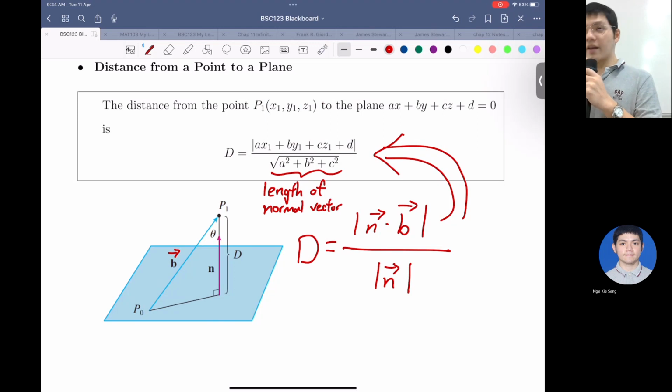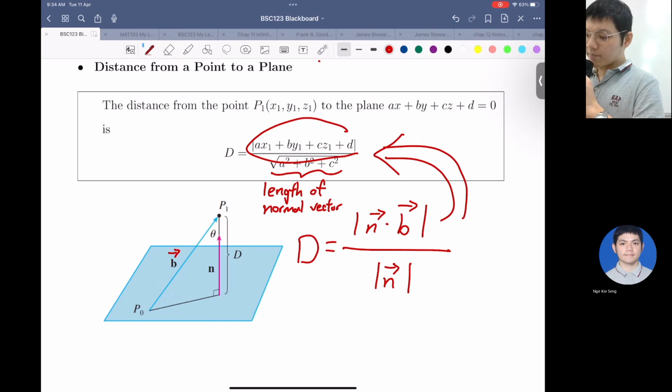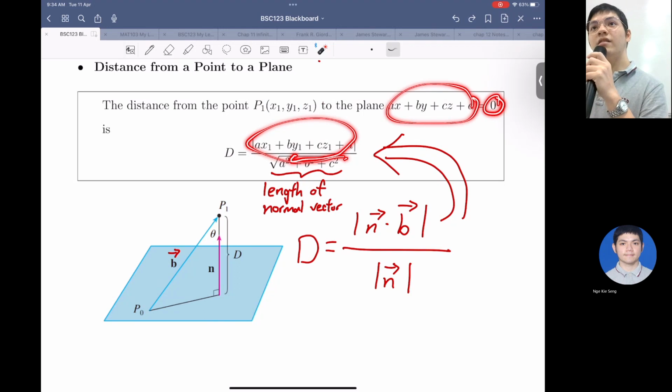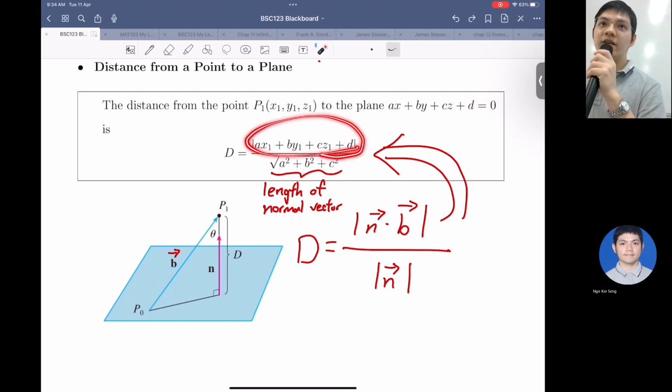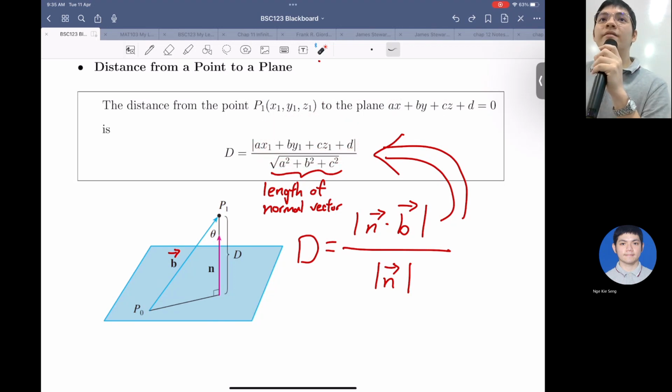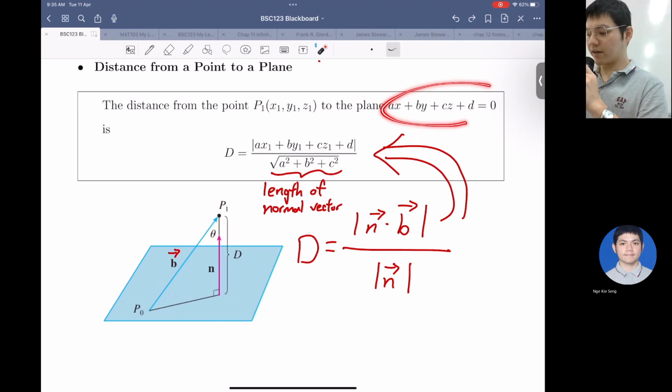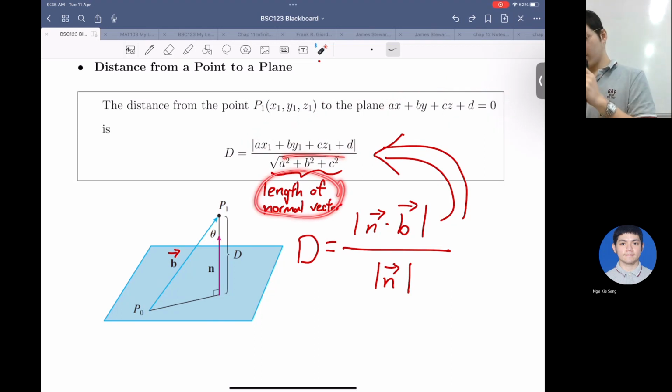There's one thing to note here. If you substitute the point back into the plane equation and this is 0, then that means it's on the plane. If it's not 0, it's not on the plane. So that's why this quantity makes sense. It should be something non-zero because the point is not on the plane, so in particular it doesn't satisfy this equation. You get something non-zero here, and then you divide by the length of the normal vector.